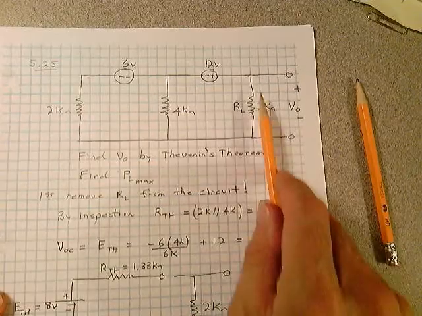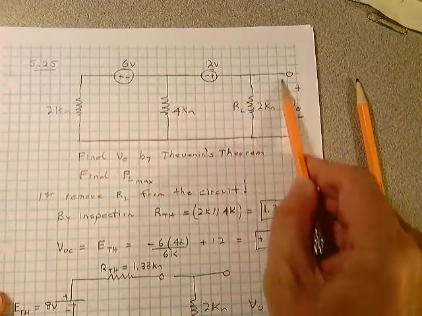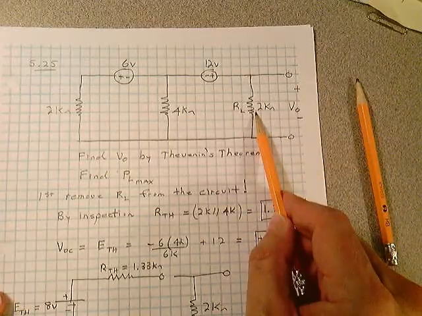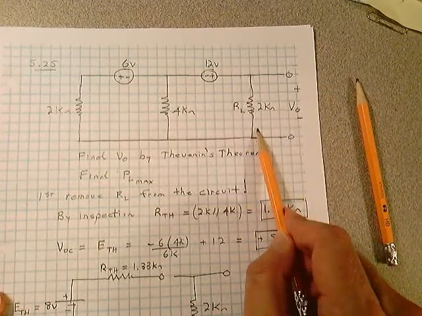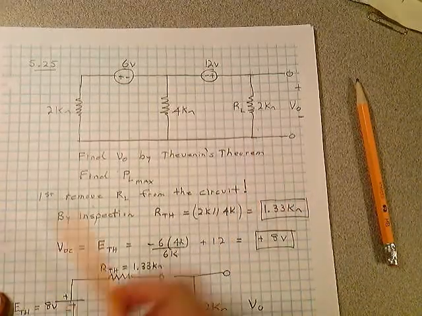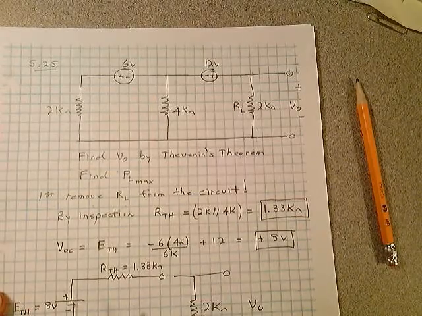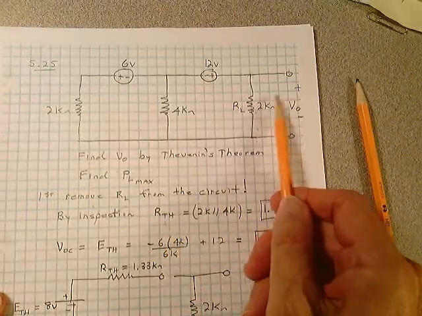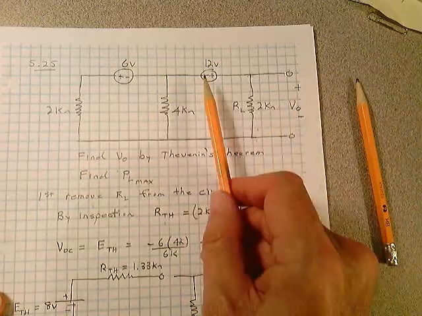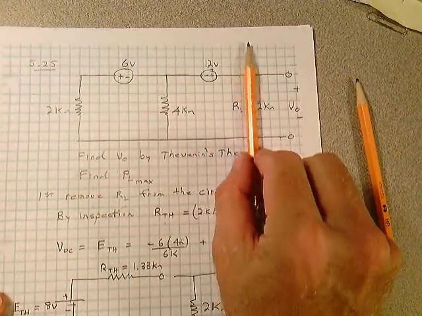So the first thing you have to do is remove this and label the terminals A and B. So you're removing this part of the circuit because they want V out. That's the load resistor then. You remove the 2K. So you first remove RL from the circuit, and then everything's by inspection here. Don't even need a calculator for this part of it. What's R Thevenin? Looking back into the circuit, what's R Thevenin with these reduced to 0? Well, don't forget the 2K isn't there.